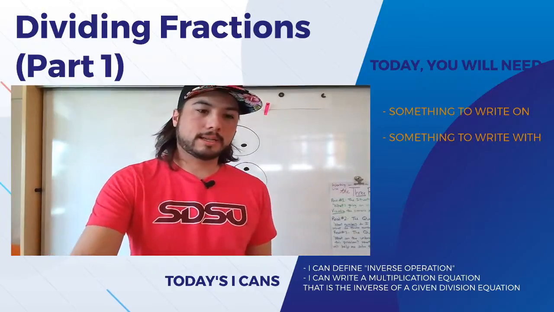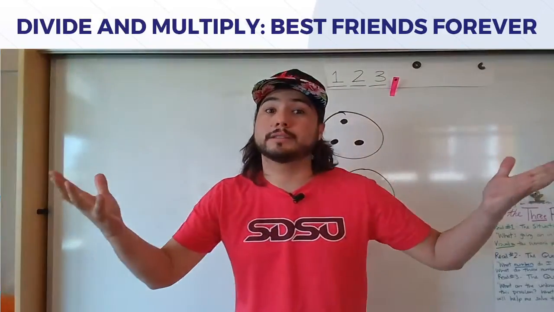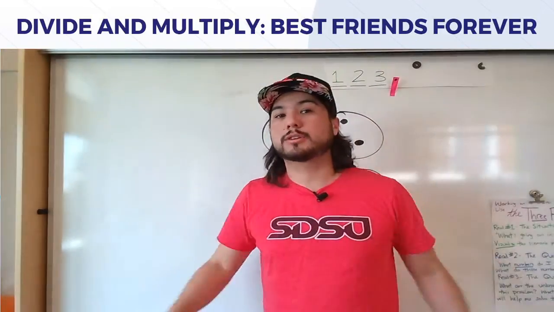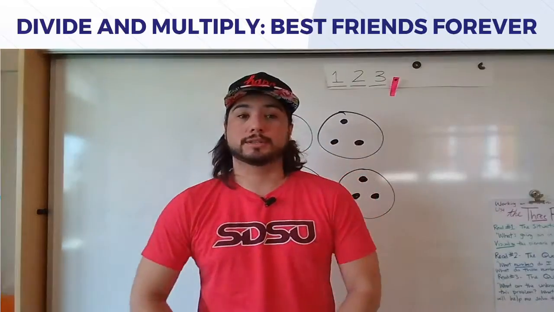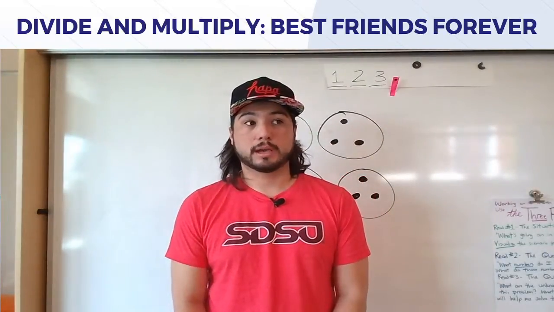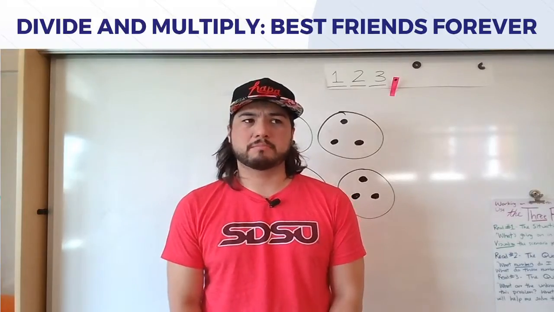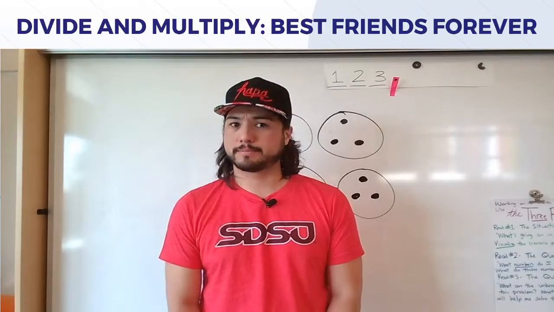So let's take a look at it. And up here, divide and multiply. Best friends forever, because they are what's called inverse operations. They are kind of the undo buttons for each other. Okay, it's almost like the opposite. Inverse, kind of the mathematical version of an opposite, right?